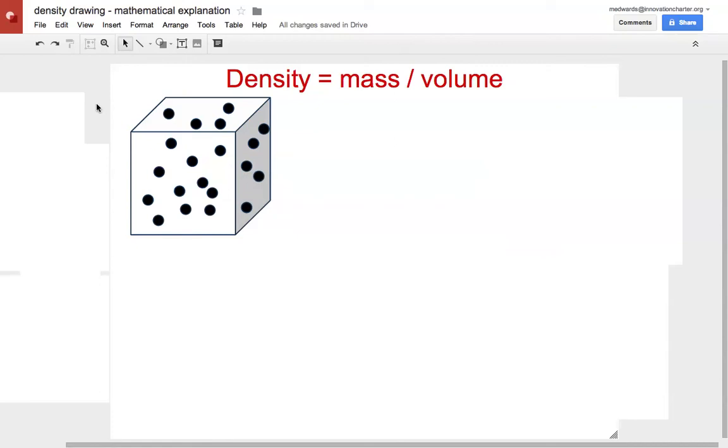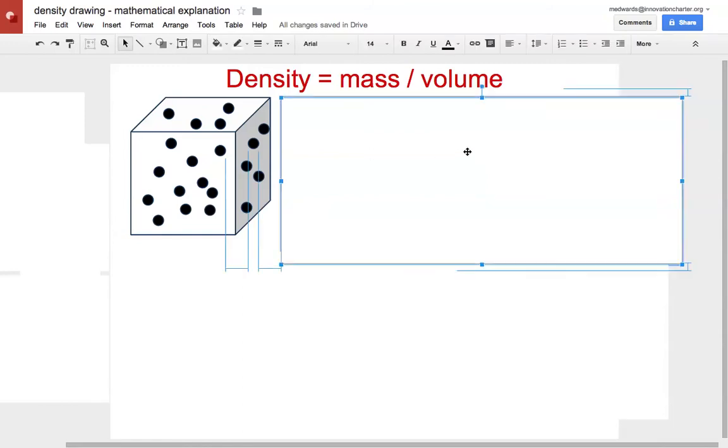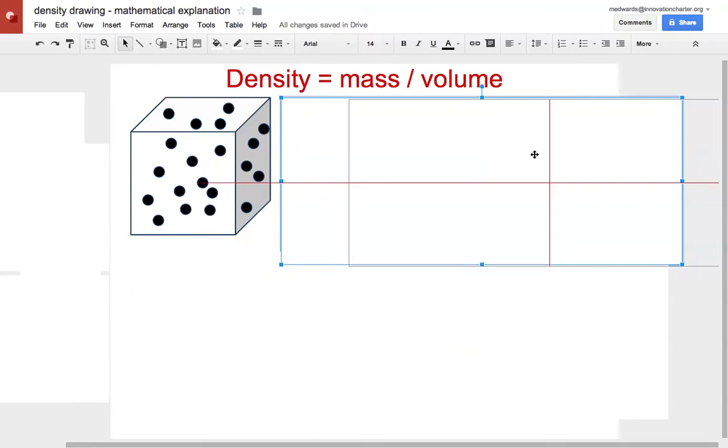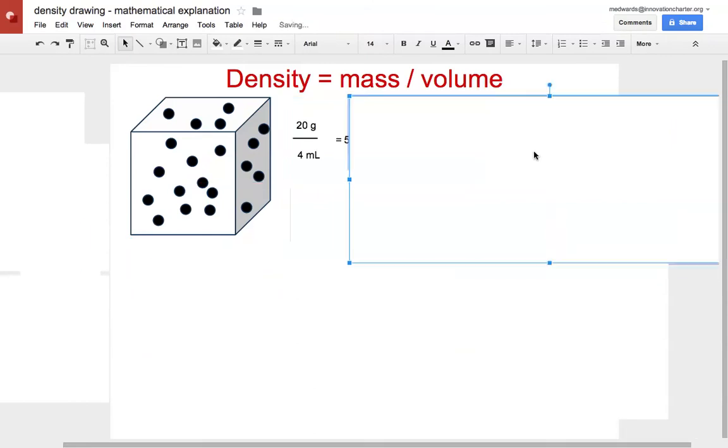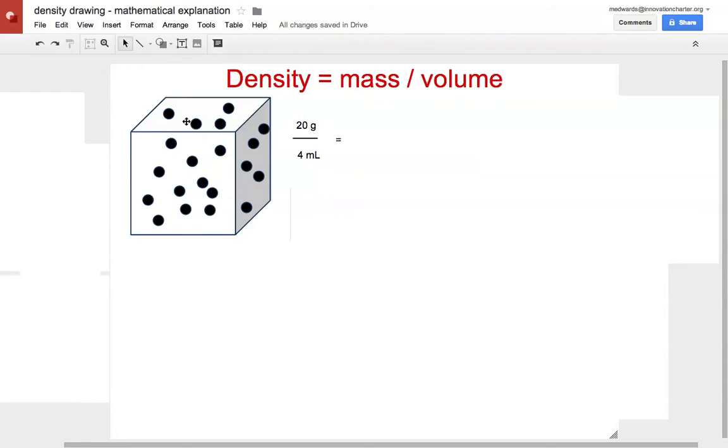Okay, let's use some numbers and some simple math just to back up the concepts that we were talking about before. So I've got one cube here, and I picked some real easy numbers to work with. The values don't really mean anything other than that I chose them. The equation for calculating density is mass divided by volume. And so the cube has 20 dots in it.